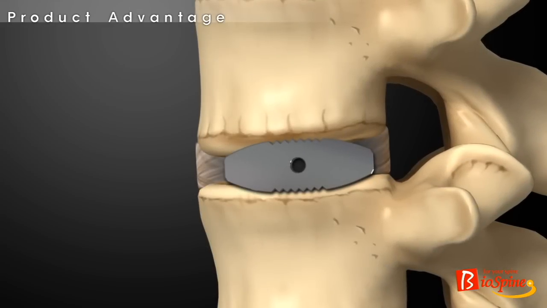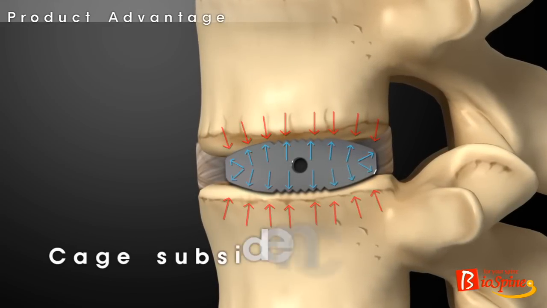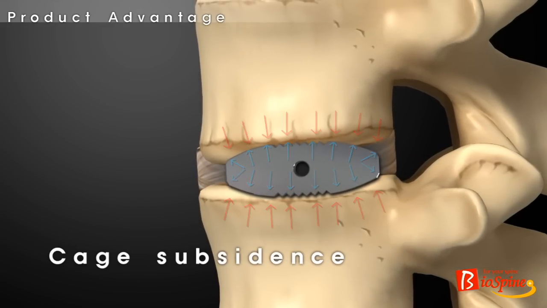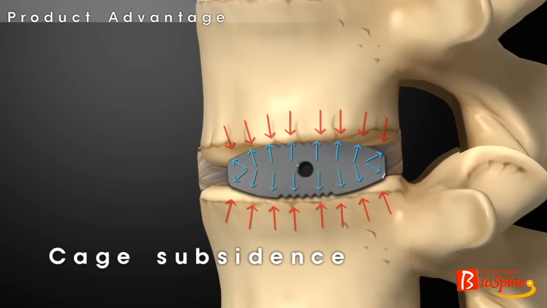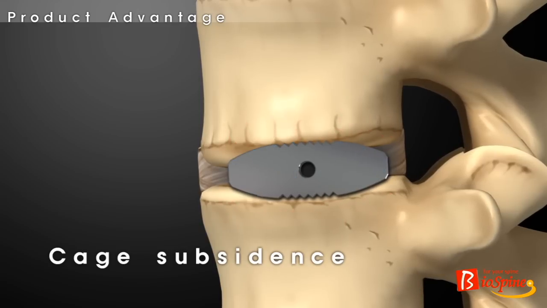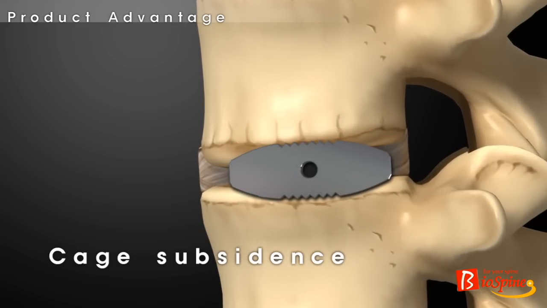As another advantage of the flexible cage system, we can prevent cage subsidence. It is one of the most important and frequent side effects of traditional cages, so that most of reoperation or revision regarding cage has been mainly caused by cage subsidence.